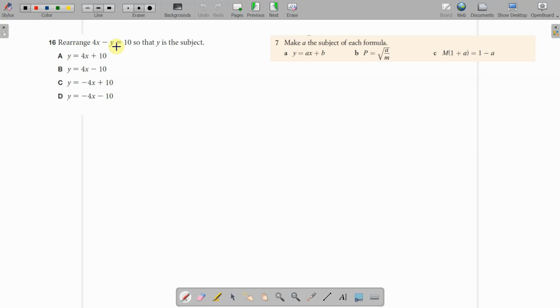Okay. Question 16, redo, changing the subject. These are the questions from the chapter review. I'm going to do it a little bit differently this time. 4x minus y, we have to make y the subject. So I'm going to move the y over to this side. So we're going to add y. That leaves this on this side, and 10 plus y on that side. And then now I'm going to move the 10 over here. Take away 10. That's a bit easier than what I did in the Zoom. 4x minus 10. There it is.